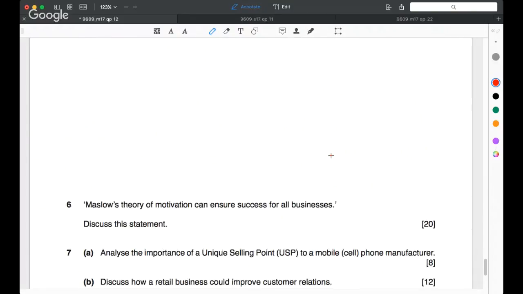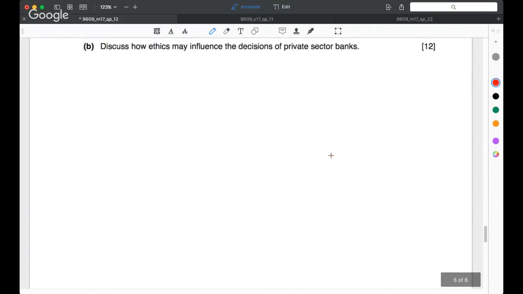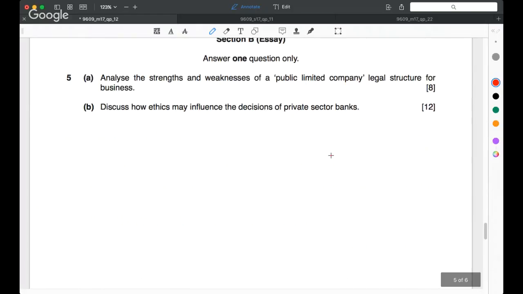5B is an interesting one. Discuss how ethics may influence the decision of private sector banks.